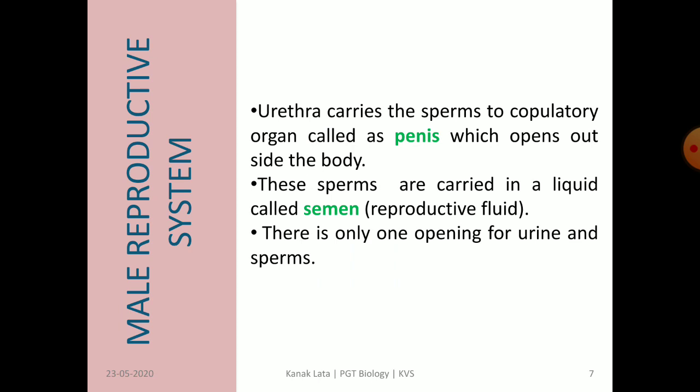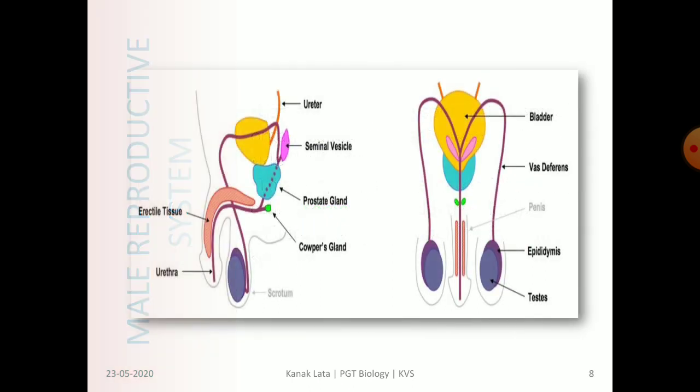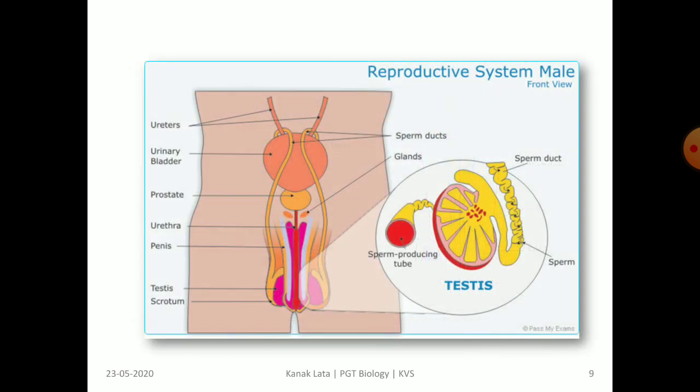The sperms are carried in a liquid called semen, that is also called reproductive fluid. It provides nutrition for the sperms. There is only one opening for urine and sperms. The given figure is about the male reproductive system. You may observe the location of different organs of the male reproductive system. This figure also shows the front view of the male reproductive system.